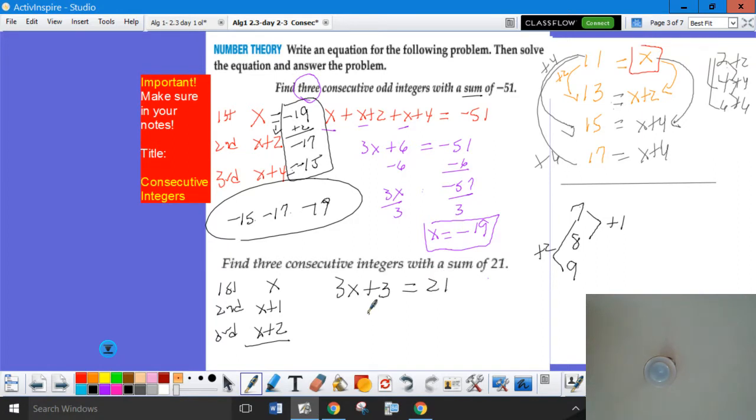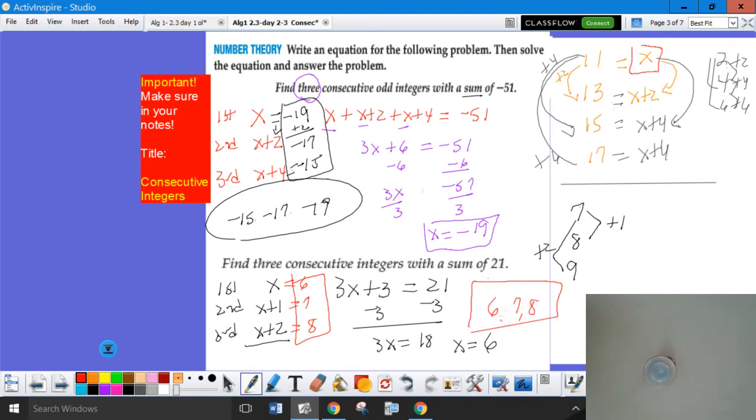Well, this one's pretty easy to solve. Minus 3, 3x equals 18, and x equals 6. So there's my first number. So it says we want 3 again. So if this is 6, 6 plus 1 is 7, 6 plus 2 is 8. My numbers are 6, 7, and 8.